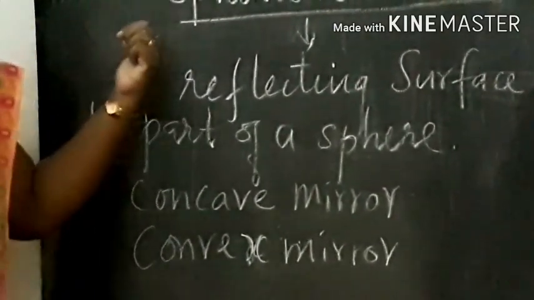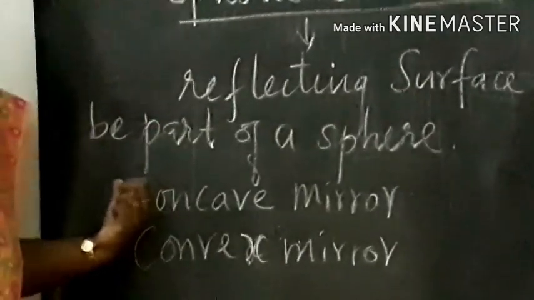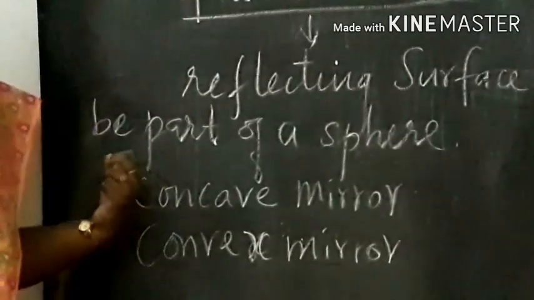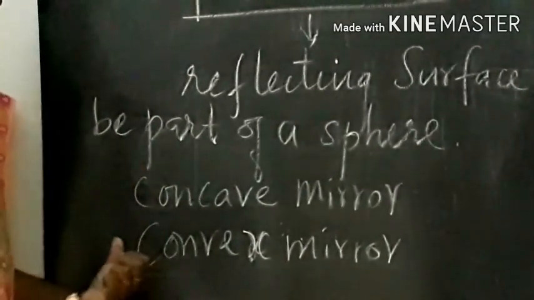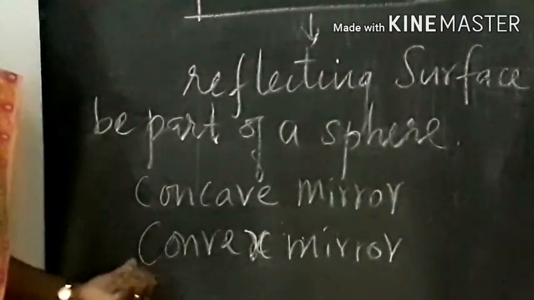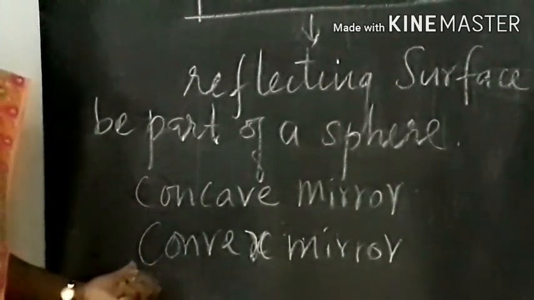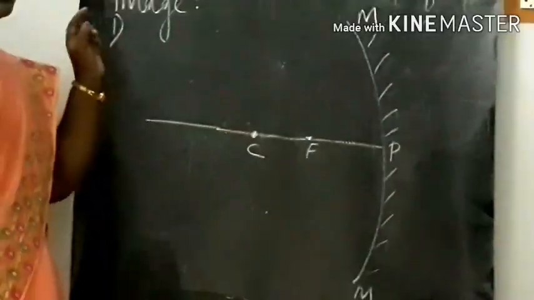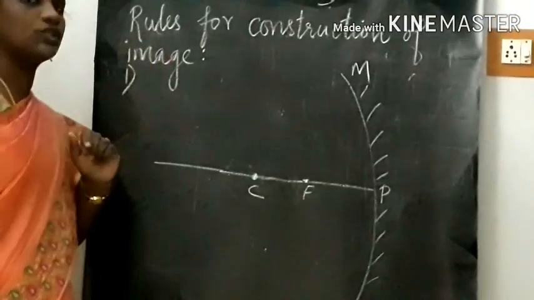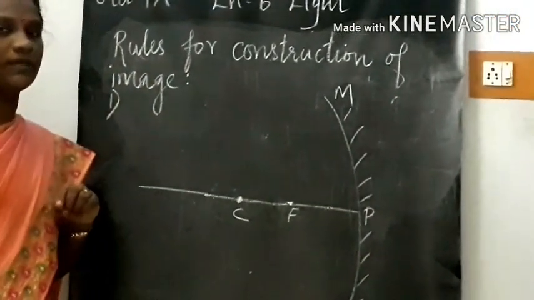And there are two types of spherical mirror. One is a concave mirror, in which the reflecting surface is curved inwards, and the next one is a convex mirror, in which the reflecting surface is curved outwards. So now let us learn the rules for the construction of image in a spherical mirror.